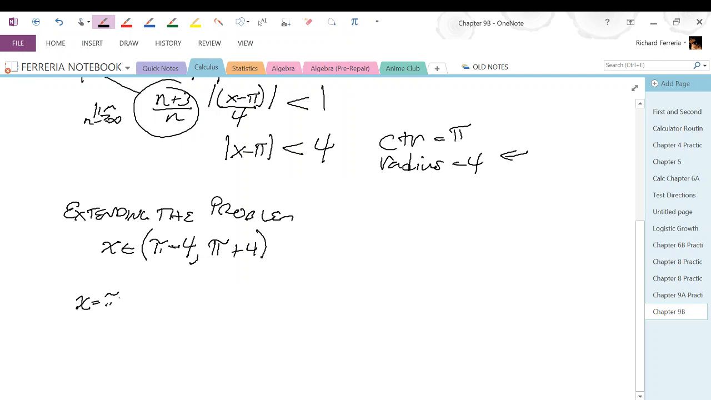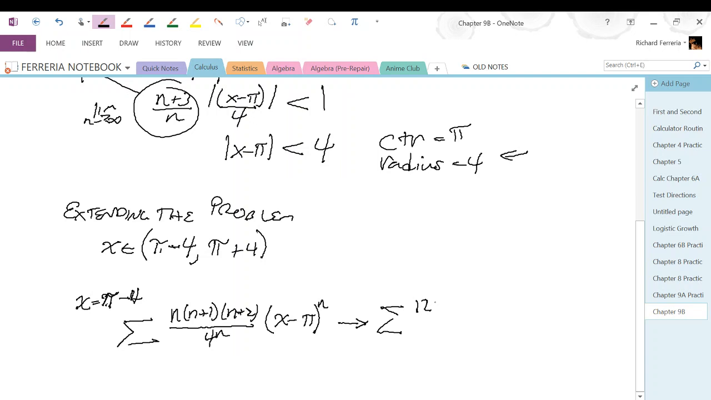Let's try x equals pi minus 4. There are reasons why you'd want to do either one of them, but with x equals pi minus 4, our series, which was (n plus 1)(n plus 2) over 4 to the n times (x minus pi) to the n power, becomes (n plus 1)(n plus 2) over 4 to the n times negative 4 to the n.